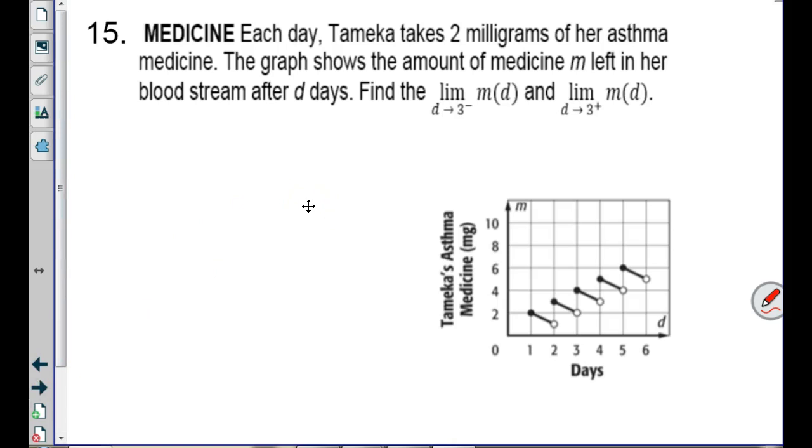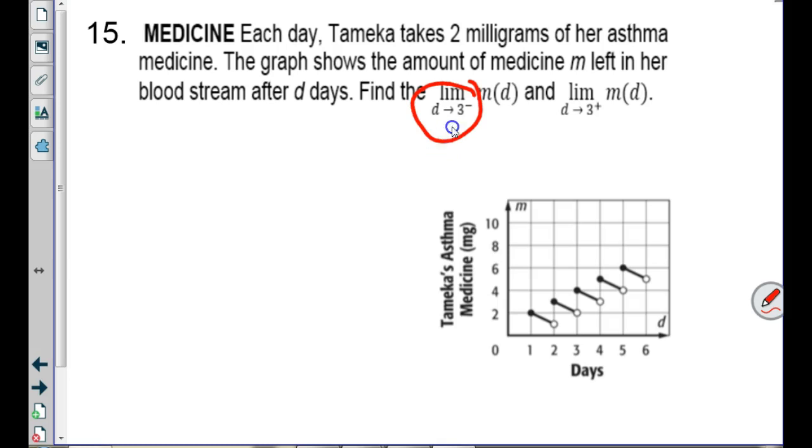All right, look at this mess. Okay, you take your dose, it goes out of your system. You take your dose, it goes out of your system. But apparently some is remaining in her system. It's building up as she takes more, okay? Tamika takes 2 milligrams of her asthma medicine. The graph shows the amount left in her system after D days. Find the limit. What is this?